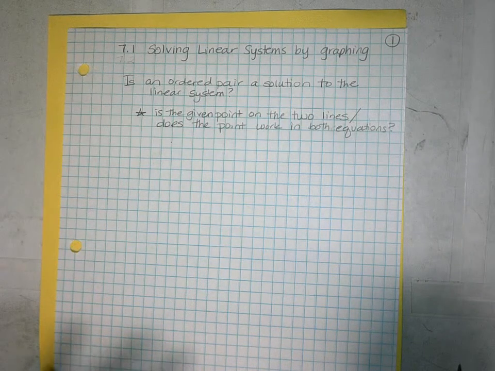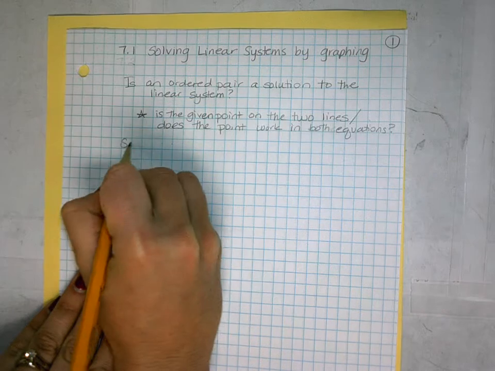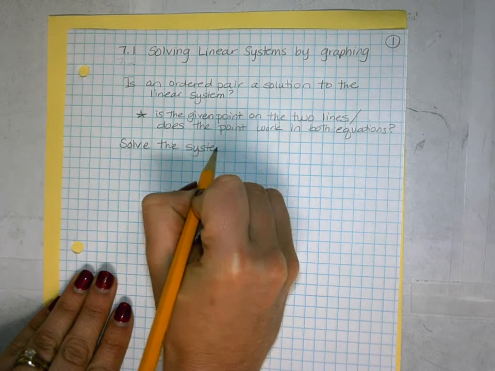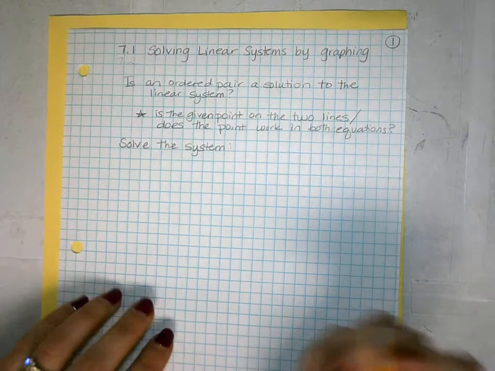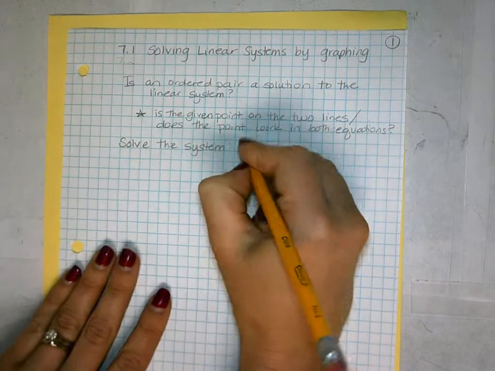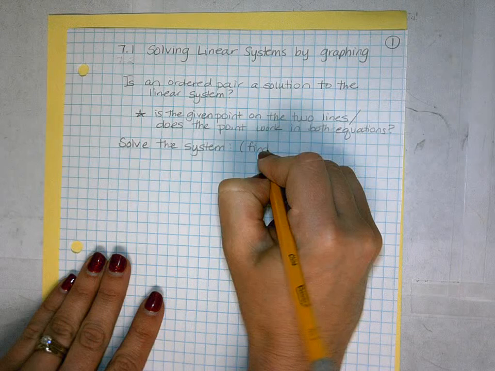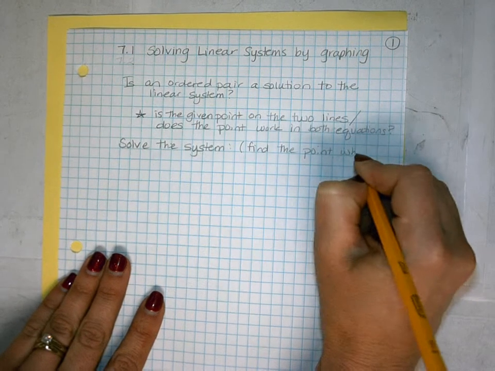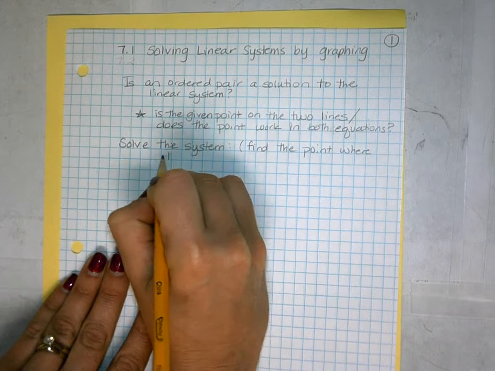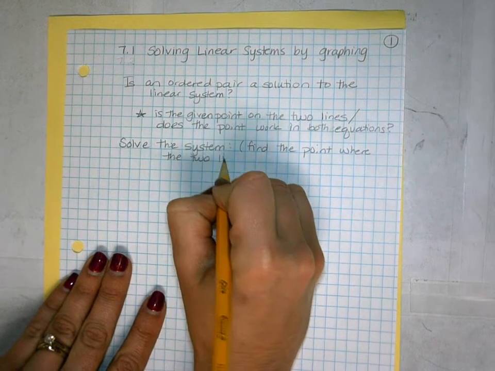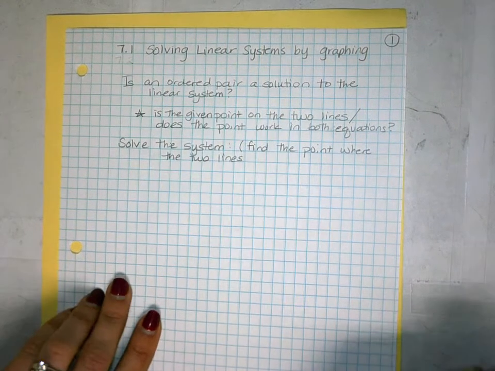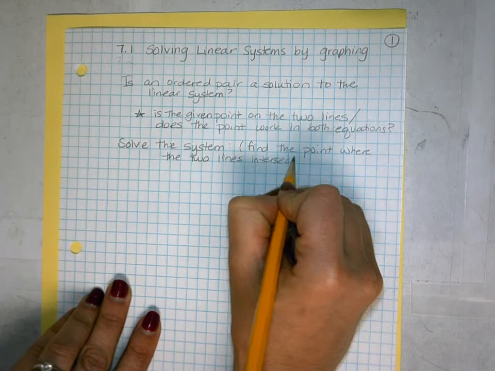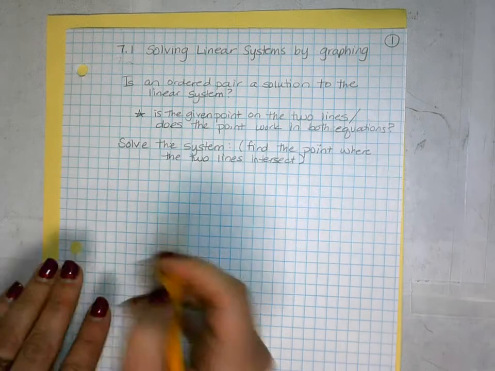The next thing that I think is the hardest is actually to solve the system. Okay, so if they say solve the system, what they're really asking you to do is, I'm going to write this in parentheses, find the point where the two lines intersect. You could have more than two lines, but in this case you're working with just two. Find the point where the two lines intersect. Okay, so that's our goal.